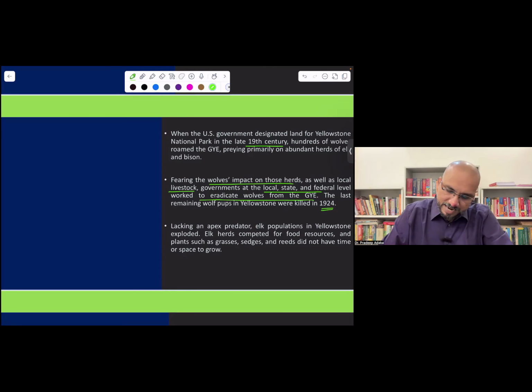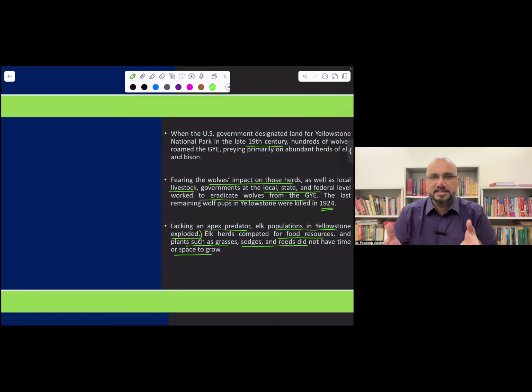So lacking an apex predator, the elk population in the Yellowstone exploded. Elk herds competed for food resources and plants such as grasses, sedges, and reeds. Reed is also a grass, and they did not have the time or space to grow. These plants have deep root systems, so even if the upper part is grazed out, they have the storage roots. So they will again sprout. But the grazing was so constant that they did not have time to regrow.